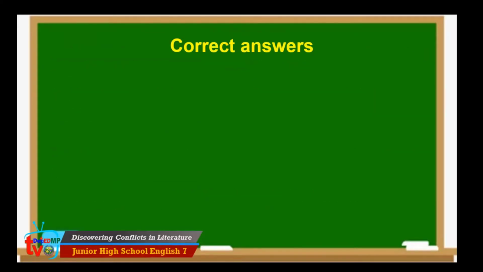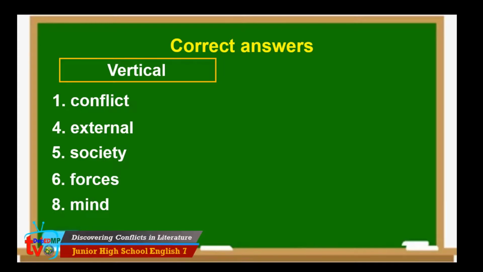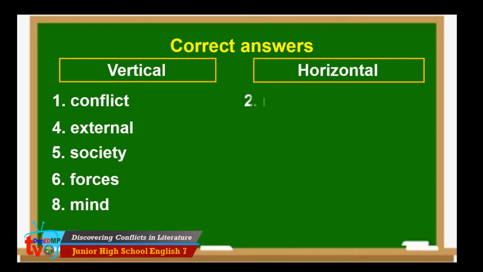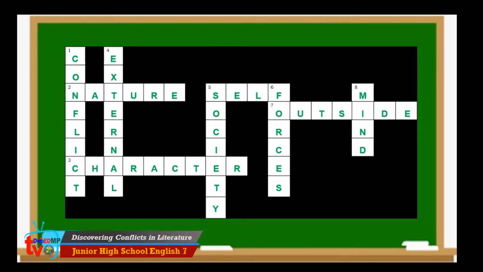Now here are the correct answers to the puzzle. Let's check if you did it right. Vertical. 1. Conflict. 4. External. 5. Society. 6. Forces. 8. Mind. Horizontal. 2. Nature. 3. Character. 5. Self. 7. Outside. This is how your paper should look. Wow! Good job!